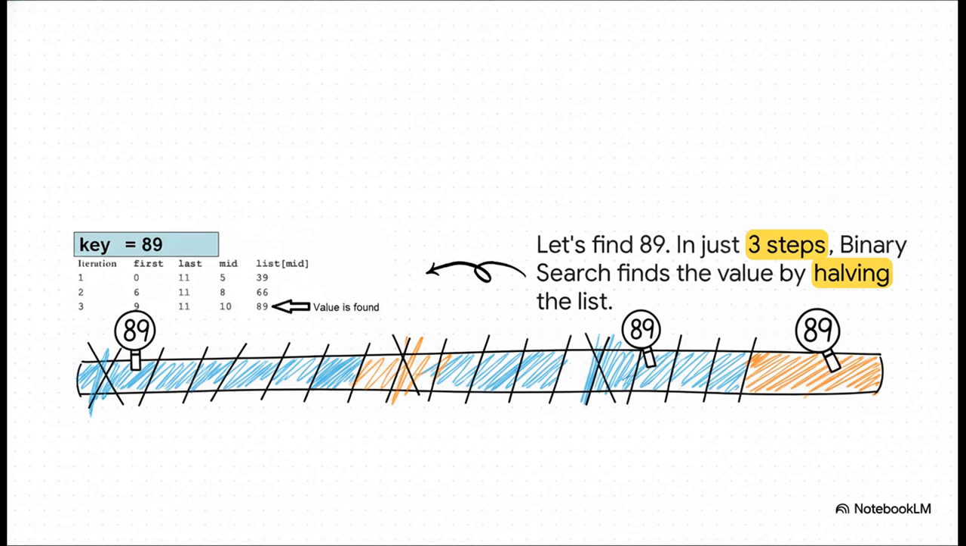Now we check the middle of what's left. That's 66. Still too small, so we discard that lower part. We check the middle of the tiny bit that's left, and boom, there it is, 89. We found it in just 3 steps.